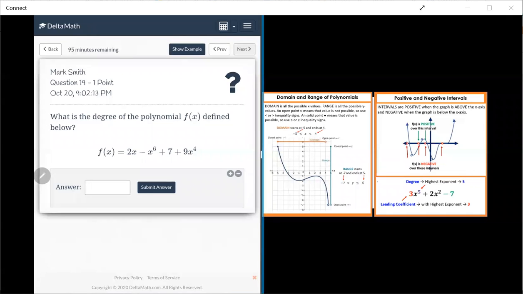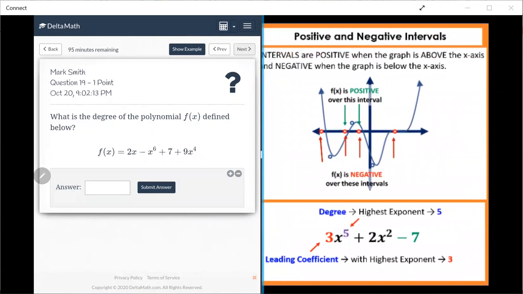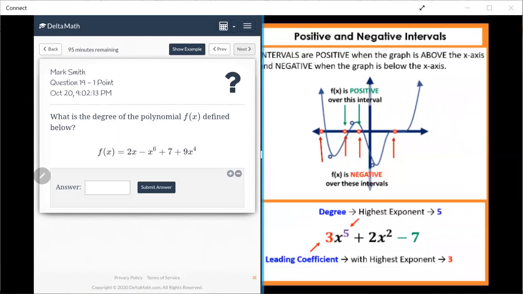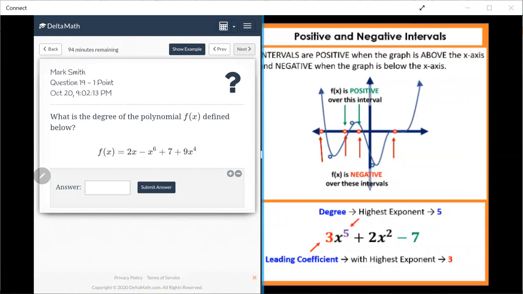Our last two problems are about vocabulary. How do you figure out degree? And the next one is how do you figure out leading coefficient? And in your notes, you have a description of that. And it says that the degree is the highest exponent. In this case, our example, the highest exponent is 5. So that would be a 5th degree polynomial. And the leading coefficient is the coefficient with the highest exponent. So the leading coefficient in this case is going to be 3 because it's with the exponent of 5.